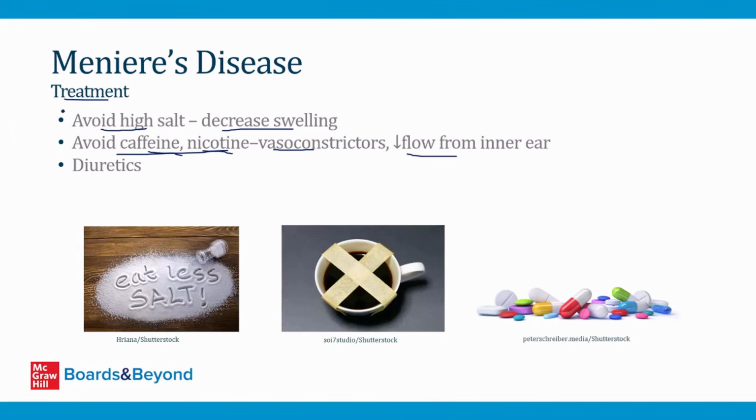So many patients can be treated with so-called lifestyle modifications and not drugs. But then in some cases, drugs are used. The type of drugs that are often used are diuretics. And the idea is just to reduce the amount of fluid in the body and hopefully also reduce the amount of fluid found in the vestibular system and the cochlea. And that concludes our module on the vestibular system.